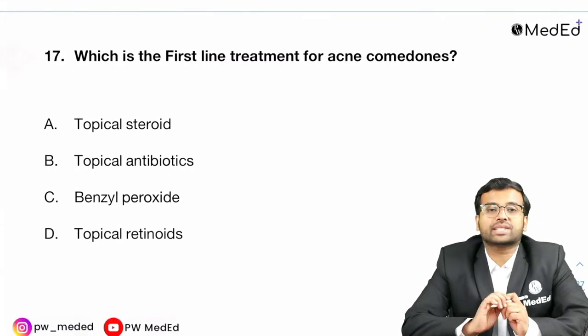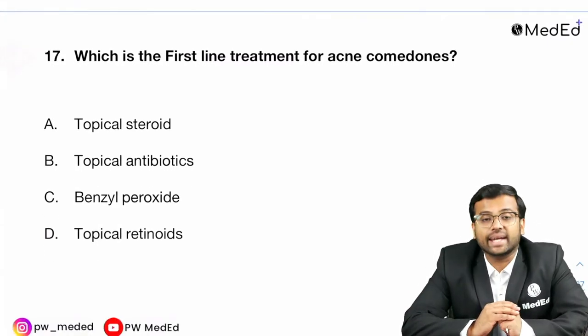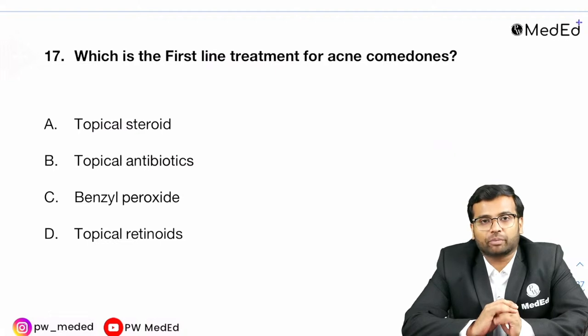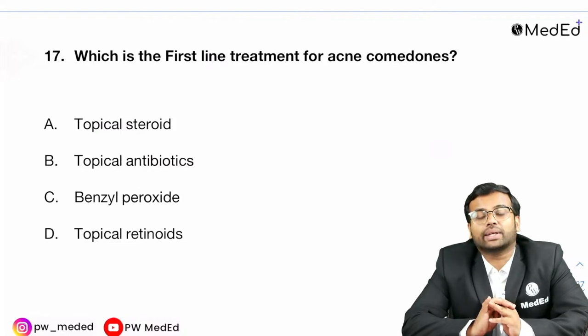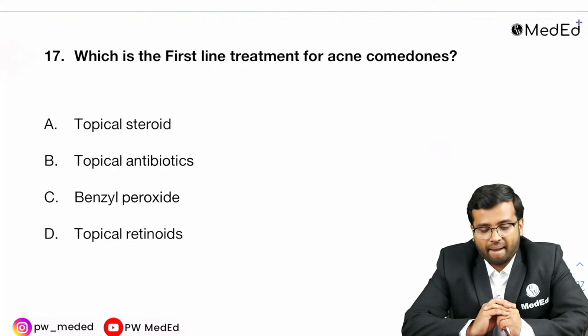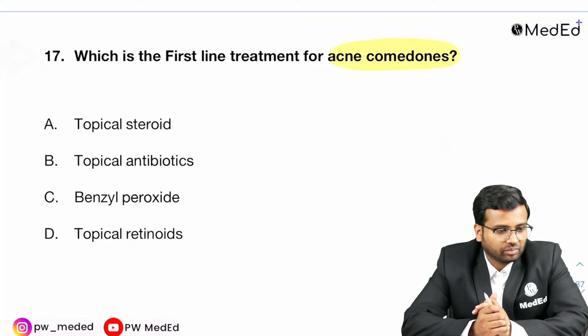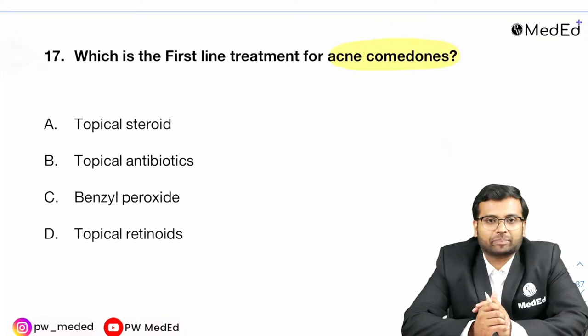What is the first line of treatment for acne comedones? Options are topical steroids, topical antibiotics, benzoyl peroxide, and topical retinoids. So here the question is about acne comedones. What is your right answer? Is it A, B, C, or D? All of you in the chat box, please.